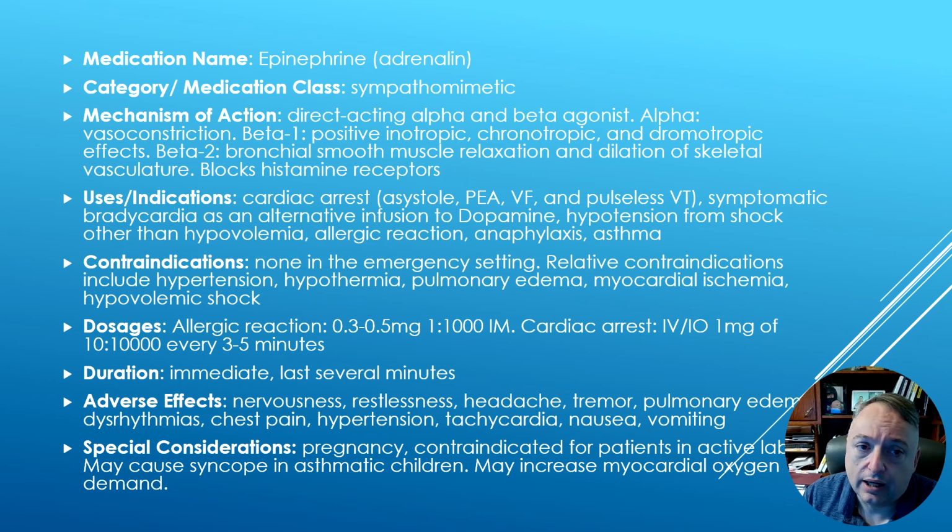The dose in cardiac arrest for epinephrine is 1 milligram every 3 to 5 minutes. Now that's got a little bit of a range there, but if you really go for the middle, it's really every 4 minutes. And if you think back to CPR, we check a pulse every 2 minutes. So ideally, in a cardiac arrest situation, we're going to be giving epinephrine 1 milligram every other pulse check.